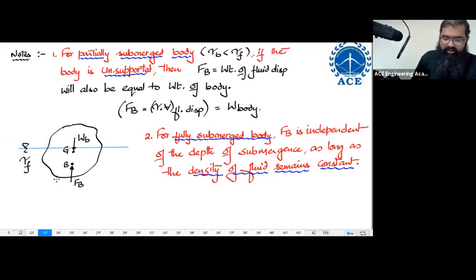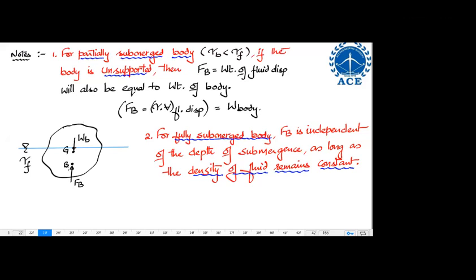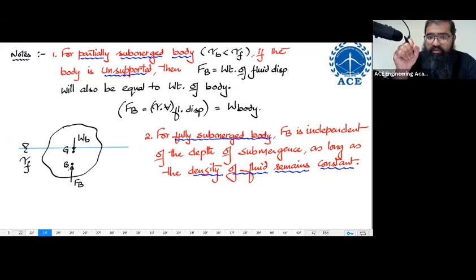See, imagine this particular body over here. On this particular body, how many forces are there, sir? 2, sir. Only 2. Is this body accelerating anywhere? No, sir. That means the body should be in equilibrium. If the body is in equilibrium, that means whatever is the value of FB should be equal to weight of body also. That is what I have written.